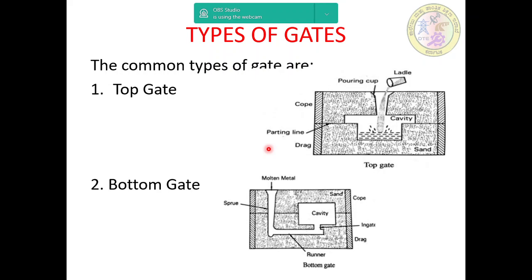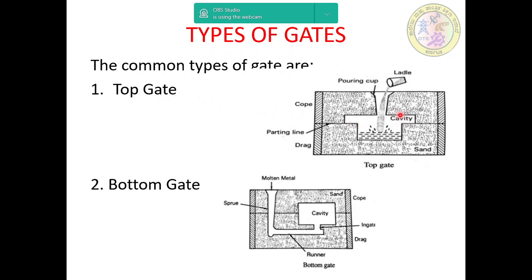Next we will take different types of gates. Here we will discuss different types of gates. The common types of gates are top gate, bottom gate, and then parting line gate, step gate, and then horn gate. We will discuss one by one. First we will take top gate. This is nothing but top gate.